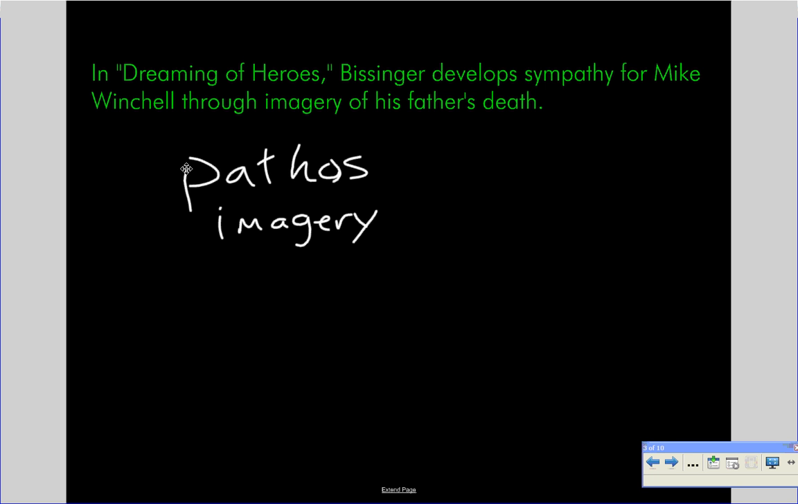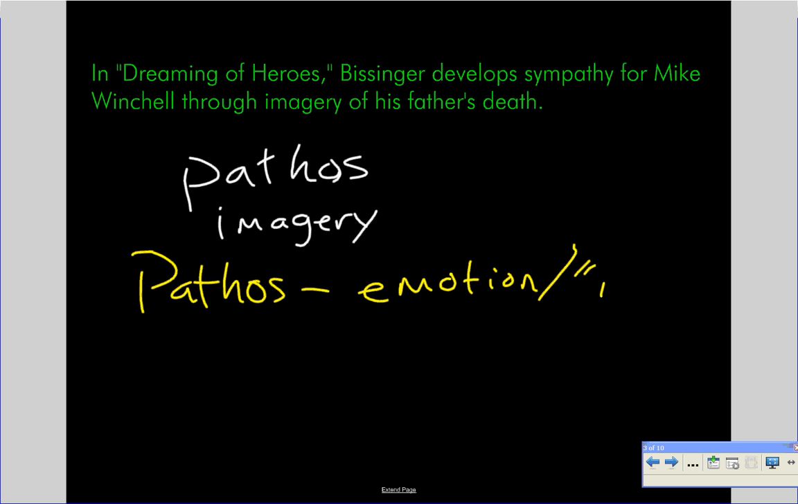What do you notice is not present in this claim? The word pathos. In your claims, you do not use the word pathos. Instead, what will I see in every pathos claim? How will I know it's a pathos claim? I'll see the emotion. I'll see an emotion word. Or I'll see a verb like feel. Okay, let's jump ahead to logos.